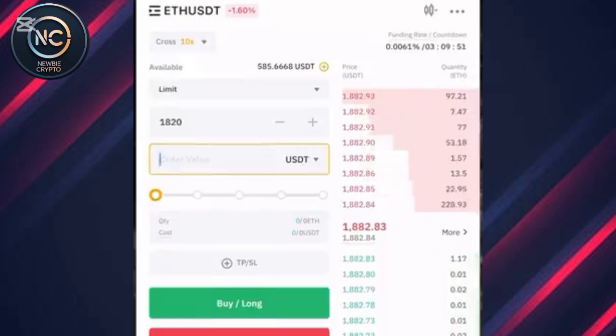Let's say, for example, I want to use $200 for this trade. So I'll be dropping 200 times the leverage. So 200 times 10. Remember, the leverage is 10x. So 200 times 10 is $2,000. So I'll be entering 2,000 USDT right here.